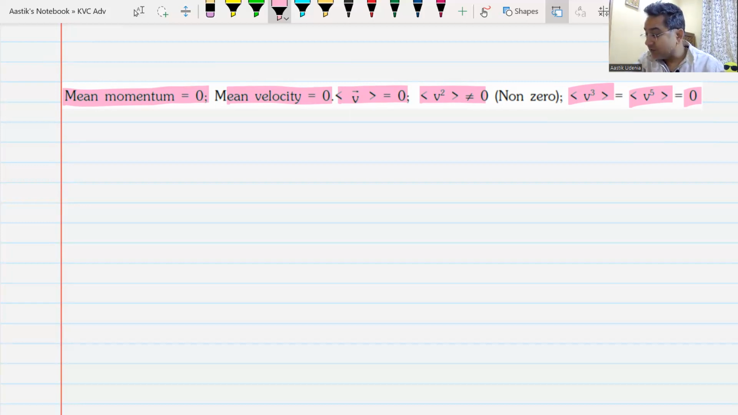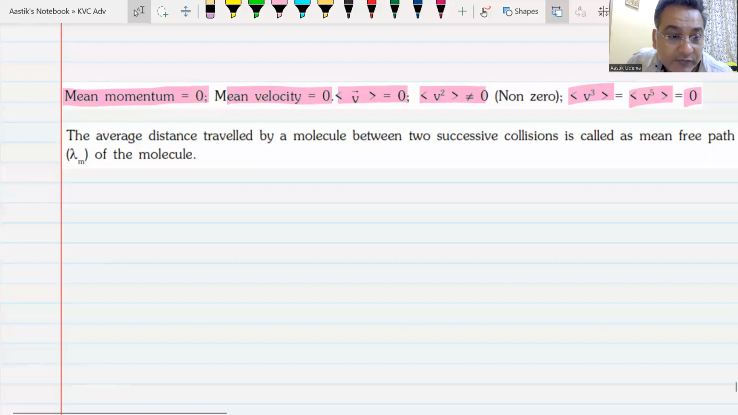Between two successive collisions, whatever distance a molecule travels is known as the mean free path of the gas molecules. I'll give you a formula for this mean free path as well. One question has come from here.